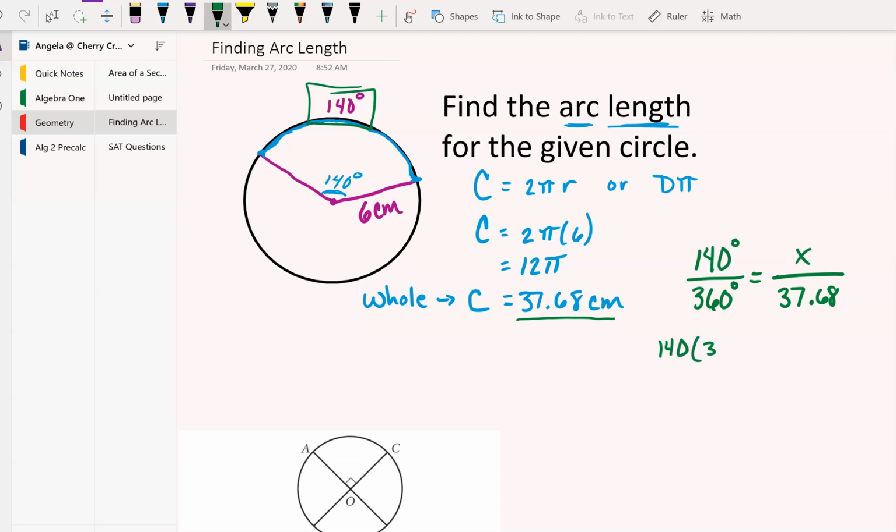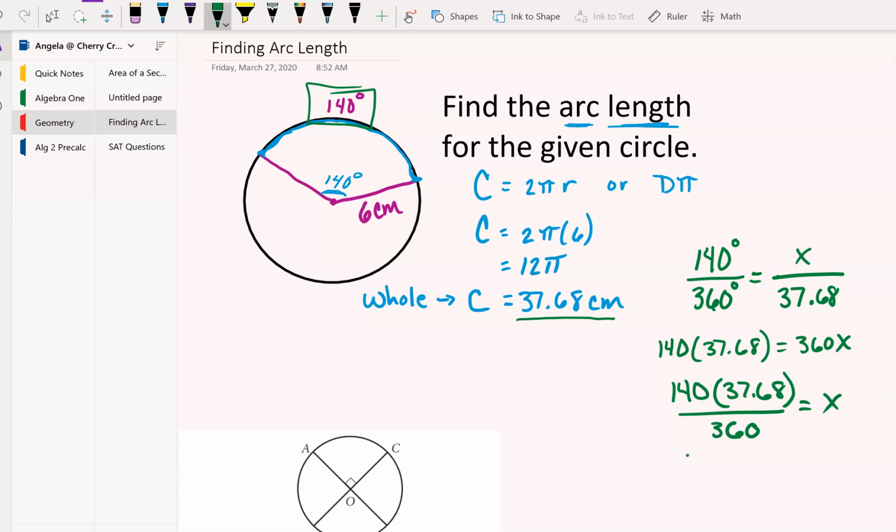So 140 times 37.68 will be equal to 360 times x. And so as you continue to solve on your calculator, you can take 140 times 37.68 and then divide that by 360. And that should give us our value of x. So let me go ahead and catch up to you there on that. And some of you may be doing this along with me. That would be great. Such a great strategy if that's what you're trying for this online learning.